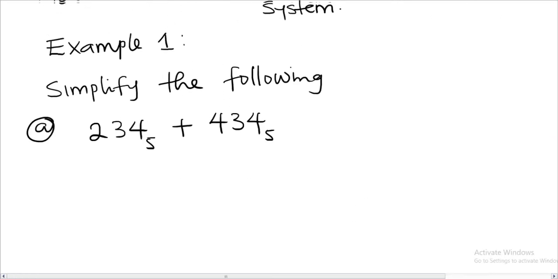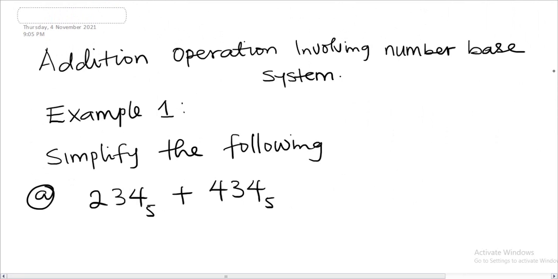Just like I said, in today's class we shall be dealing with the basic operations involving number-based systems. That includes addition, subtraction, multiplication, and division. But for today's class, we shall be looking at the addition and subtraction operations in number-based systems.